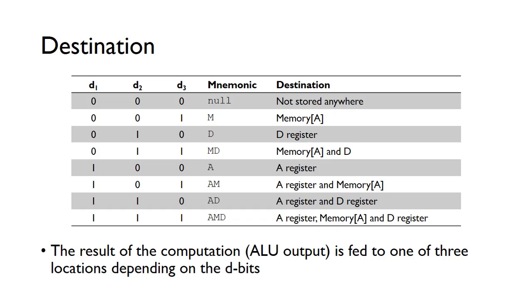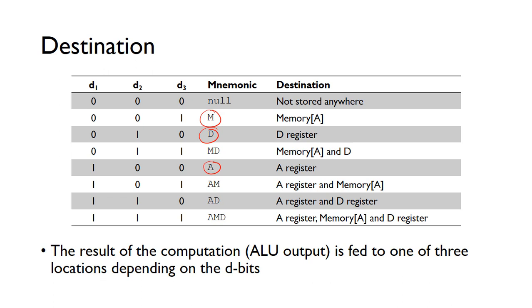So the destination bits control essentially where the output of the ALU is connected to. The result of the computation comes out of the ALU, and then that's fed into one of 3 locations depending on these D bits. So we can store the result in memory, so we can write the result directly to RAM. We can write it to the D register, and we can also write it to the A register. And again, we can also do it to a combination.